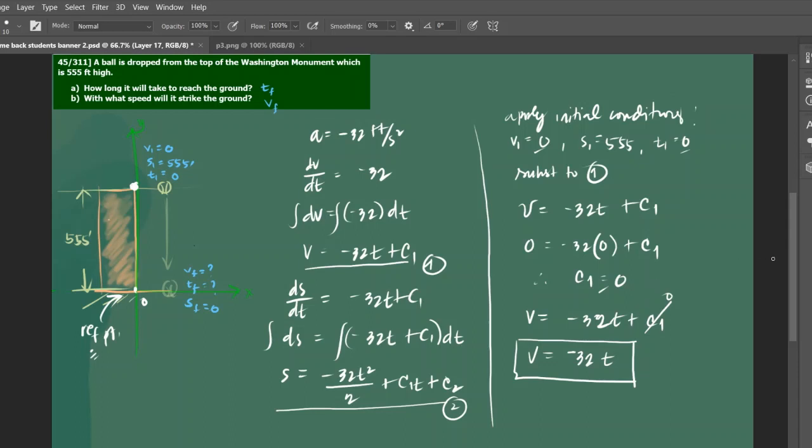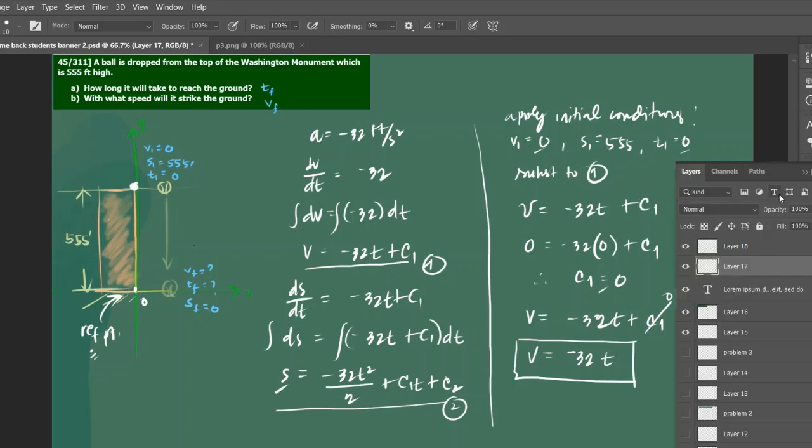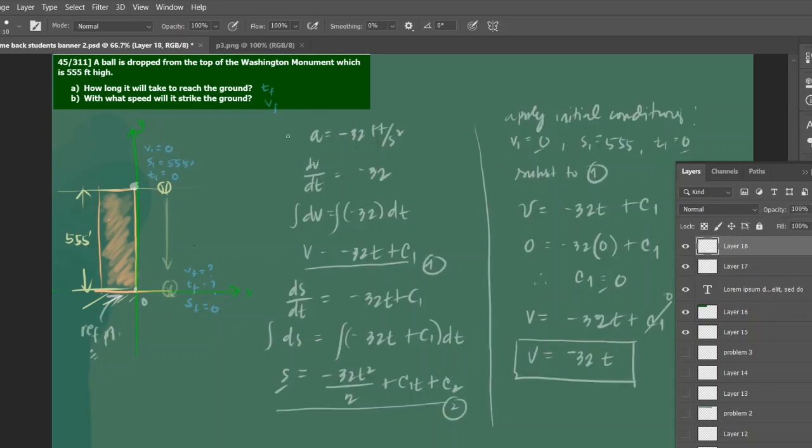Ayan. Now, punta tayo dun sa pangalawa, dun sa displacement equation. Kokopyahin lang natin uli. Ang ating s. Kokopyahin na natin yung una: v is equal to negative 32t. Yan yung first equation of motion natin. Yung pangalawa, solve pa natin. S is equal to, so we can actually write this, negative 32 over 2 is negative 16t squared plus c sub 1 t plus c sub 2. Ang c sub 1 natin na nakuha ay equal to 0. So, this is equation number 2.